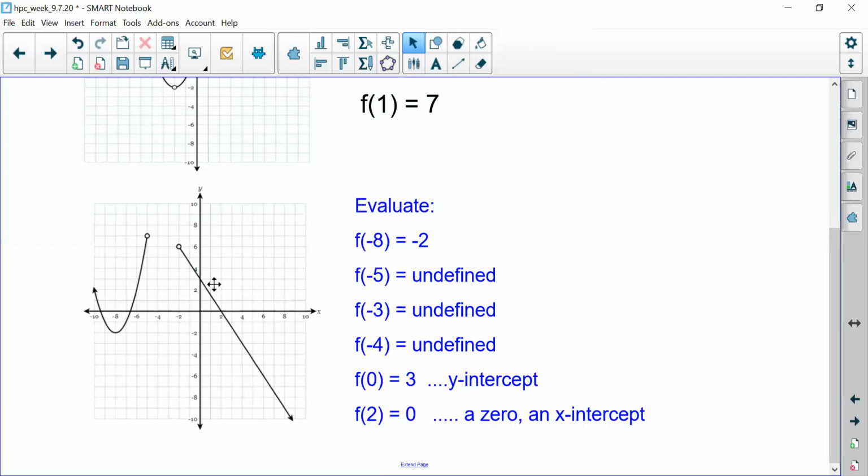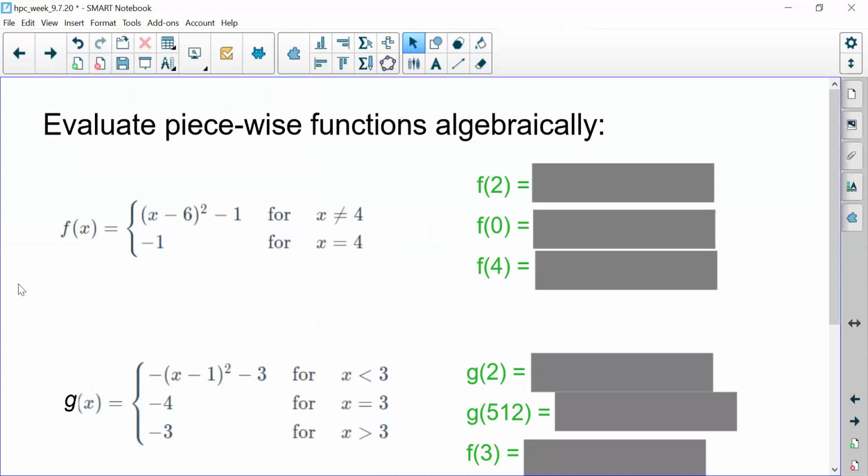This graph, this function happens to have 3 zeros, here, here, and here. 3 real x-intercepts. Can you evaluate them algebraically?